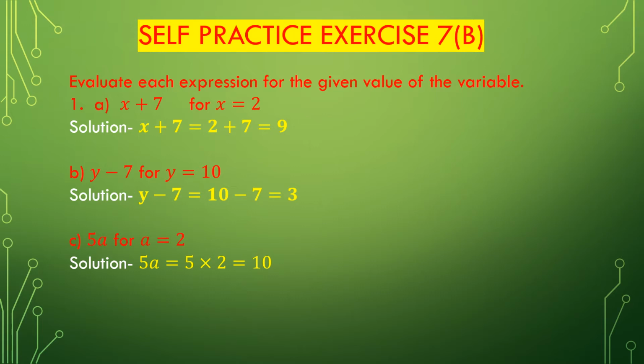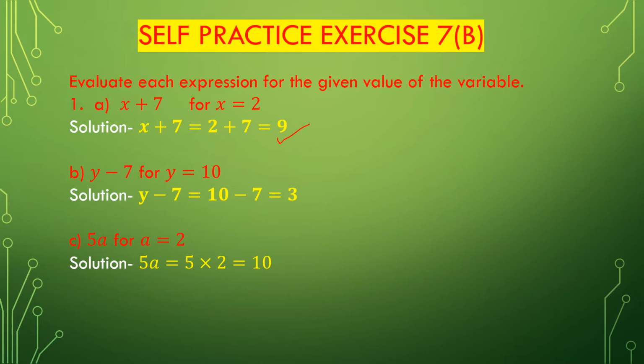Now we solve question number 1. Question number 1 is evaluate each expression for the given value of the variable. First bit is x plus 7 for x equal to 2. We have to evaluate this expression x plus 7 for the value x equal to 2. Substitute the value of the variable x equal to 2 in the expression x plus 7. We get x plus 7 equal to 2 plus 7, which is 9. So the value of the expression x plus 7 is 9.